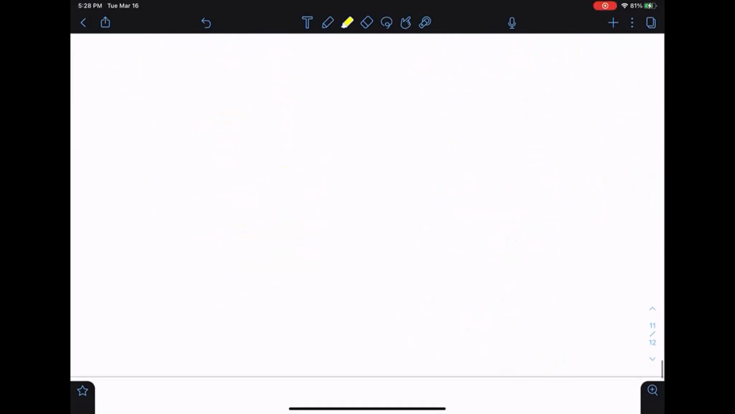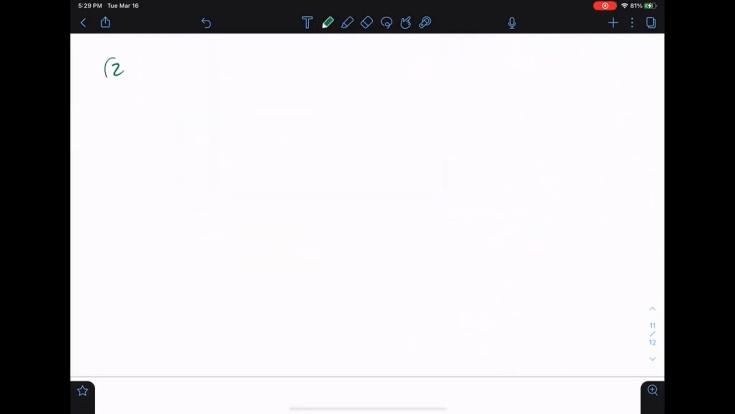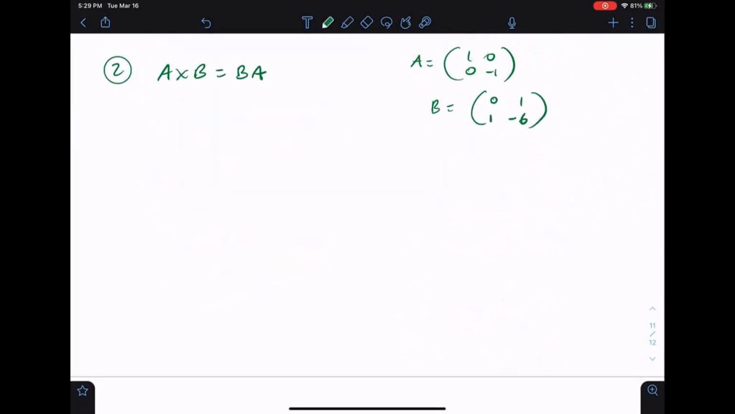Next, number 2. I have AXB equals BA, and they give me the matrix A is 1, 0, 0, negative 1, and B equals 0, 1, 1, negative 6. So what I need to do here is solve for X.